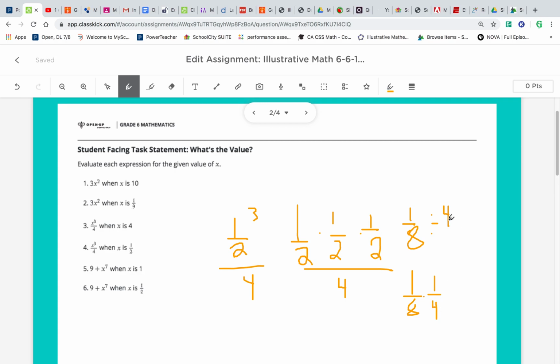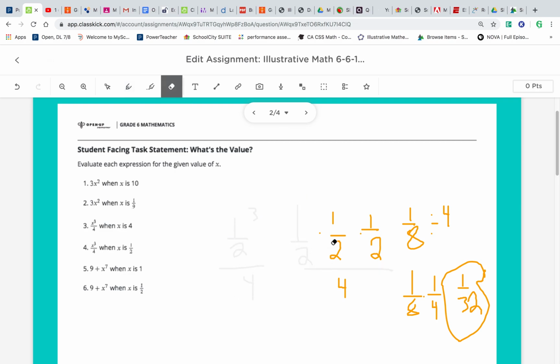This is really 4 over 1. If we flip it upside down, we can make it 1/4. We just change the operation from division to multiplication, flip this upside down. 1 times 1 is 1. 8 times 4 is 32. So there you go. All right, that was number 4, right? So let's go ahead and move along to number 5.